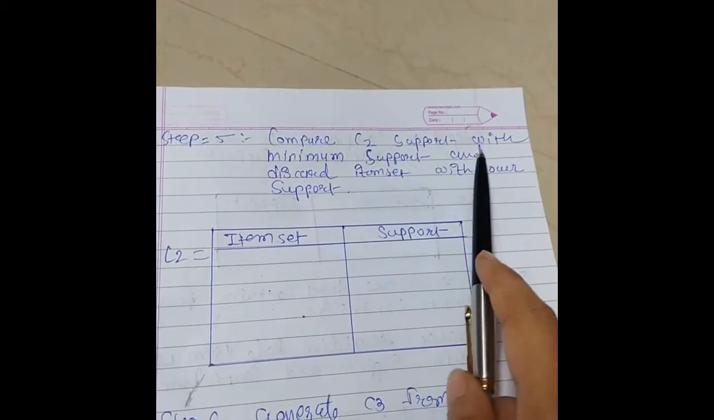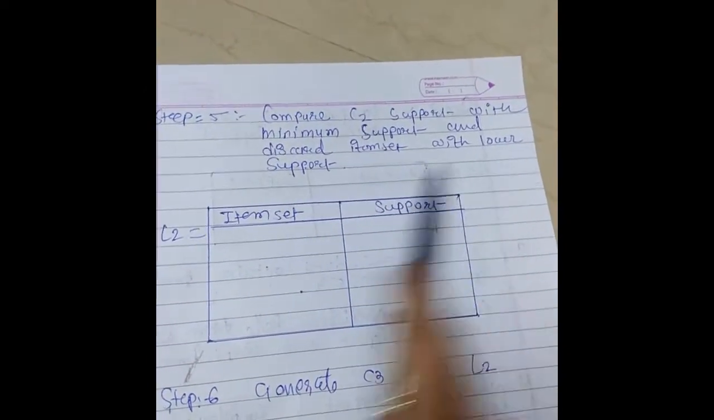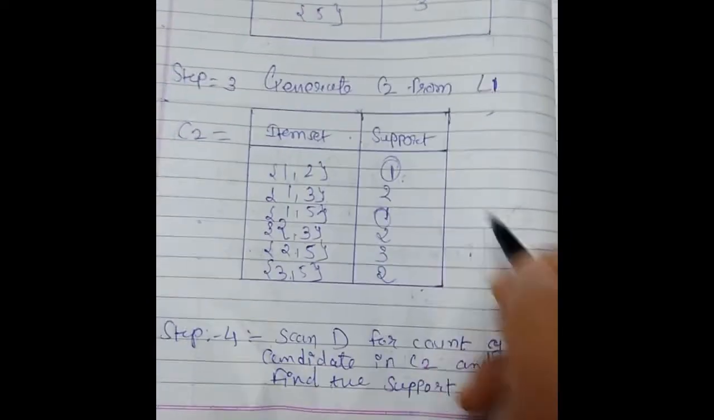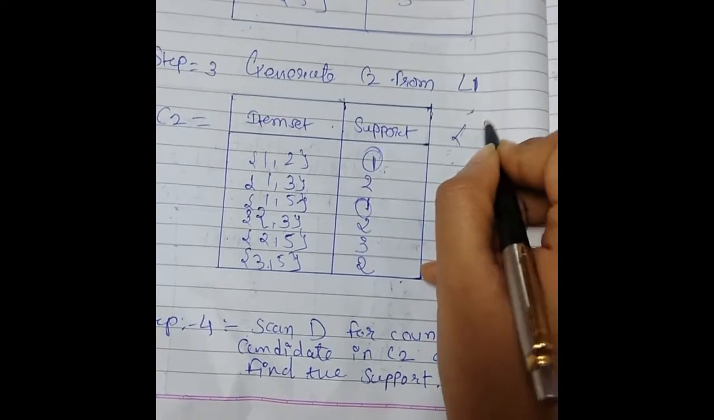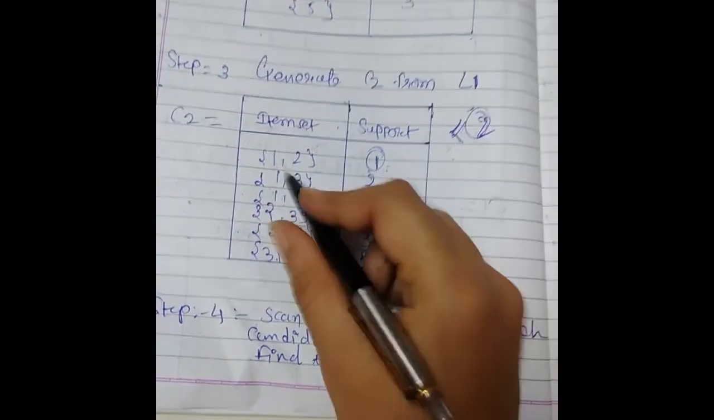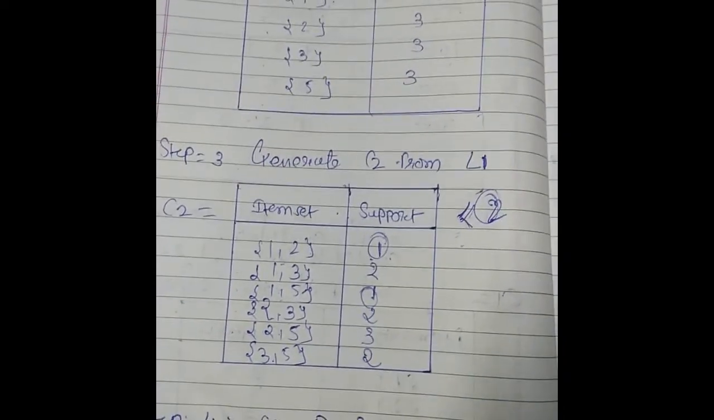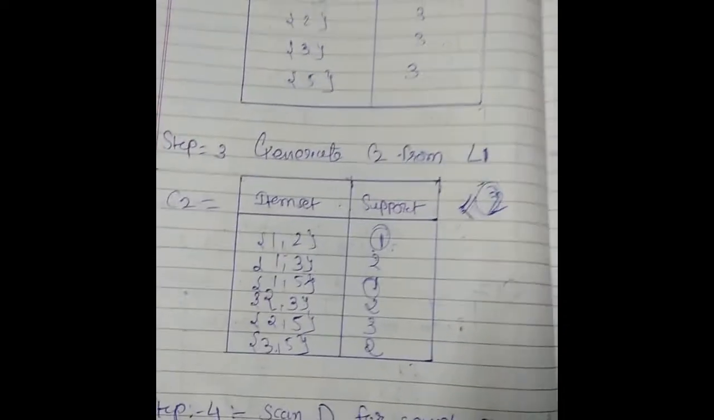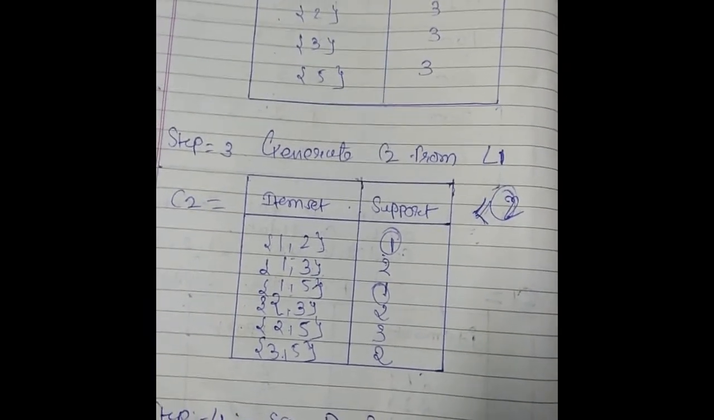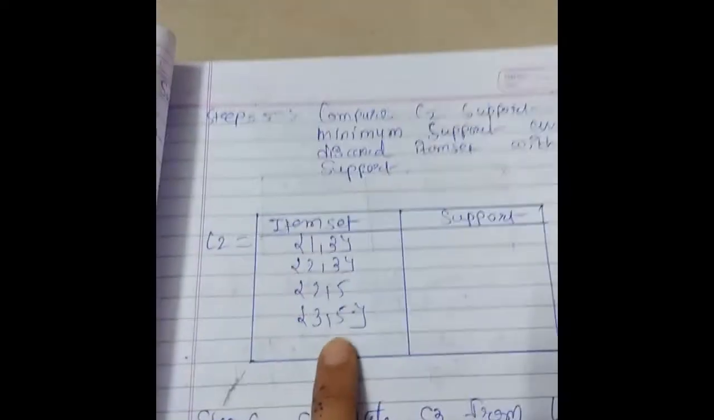For L2 we'll compare the C2 support with the minimum support and discard the item sets with lower support. We know the minimum support count is 2, and the item sets with support less than 2 are discarded. So 1 and 5 and 1 and 2 are discarded. The remaining item sets are 1 and 3, 2 and 3, 2 and 5, and 3 and 5.